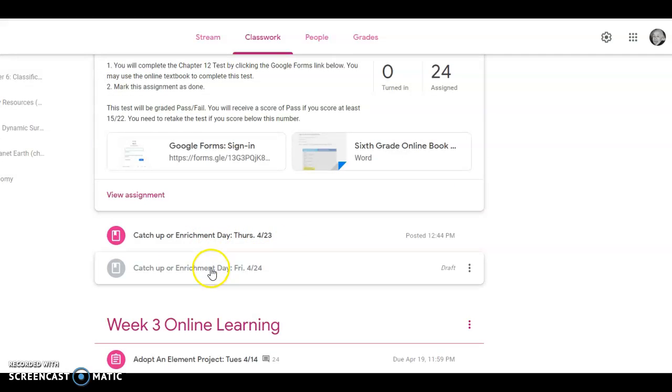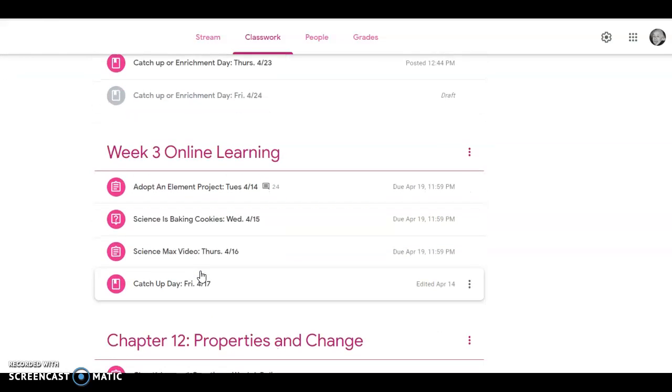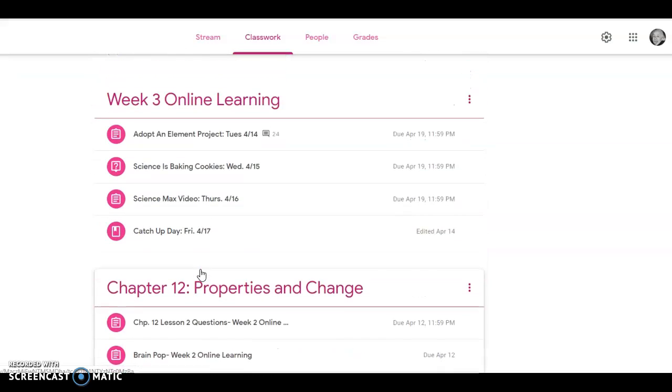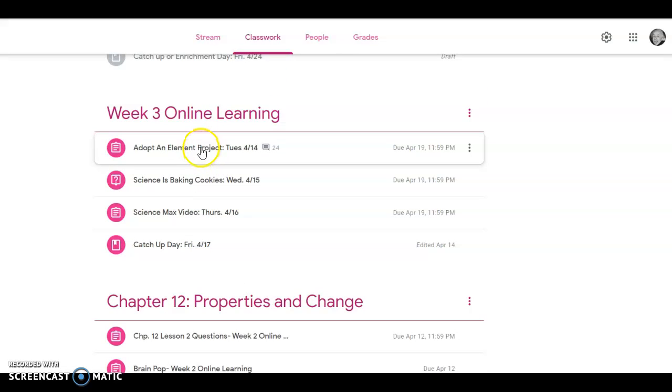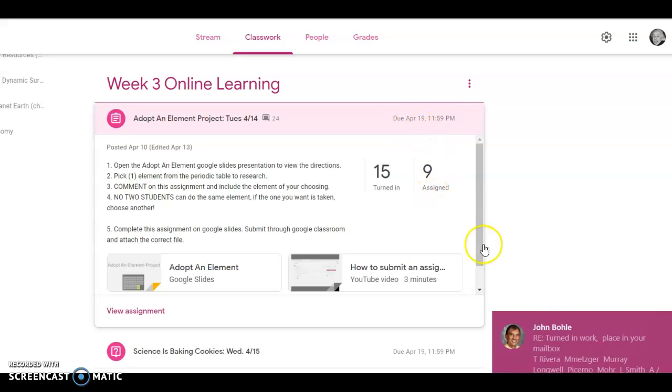Thursday and Friday will be catch-up days. I didn't post this date yet. That means you need to go back to previous weeks and make sure that you handed everything in. So for instance, this was last week. Did you turn in your Adopt an Element project? It looks like all of you didn't. You should be able to see if you turned it in or you didn't. It should say turned in or missing. Okay.